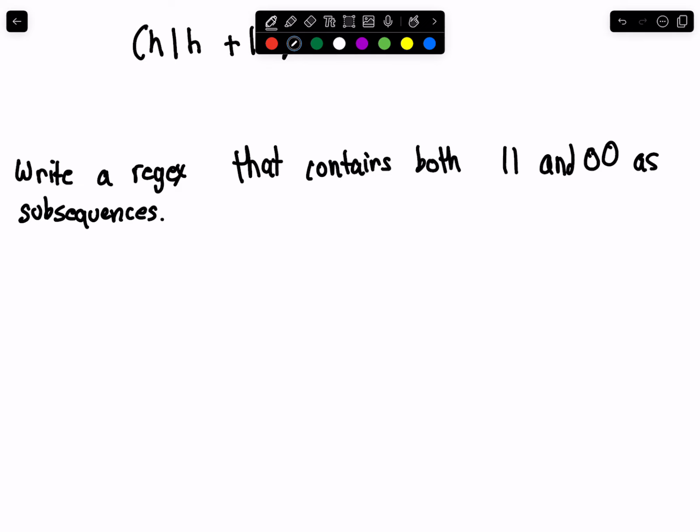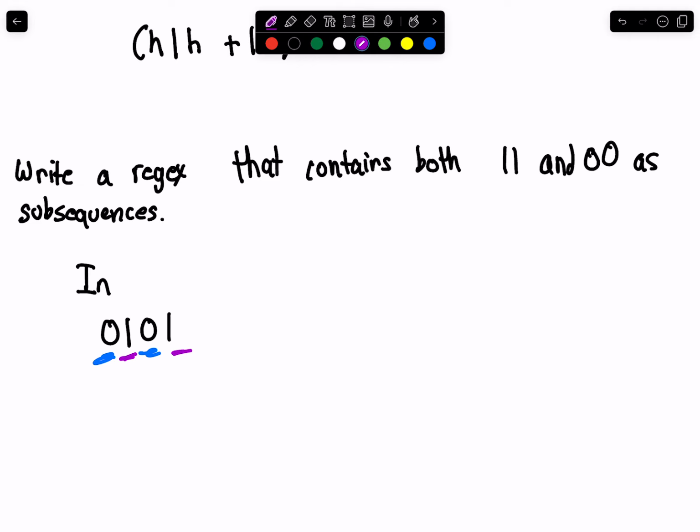So what is a subsequence? A subsequence is a sequence of characters that can be obtained by deleting characters from the string such that only the characters in the subsequence remain. I want to guarantee that both of these exist as subsequences in my string. Someone give me an example of a string that contains both. 0, 1, 0, 1. Yes, it has the subsequence 0, 0, and it has the subsequence 1, 1. So how can I write a regular expression that captures this?